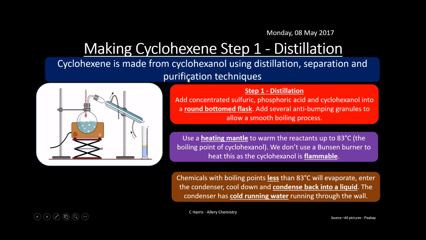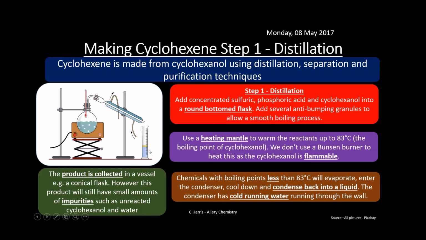Okay, so the chemicals with a boiling point less than 83 degrees Celsius, these will evaporate. So these will come off and these will drive off into the condenser. And they will basically cool down when they hit the condenser and run into this container here. Okay, so the condenser, remember, has cold running water running through it. So you've got an outer wall here with water running through, and that basically cools the vapor as it comes down here into a liquid and runs down into the container.